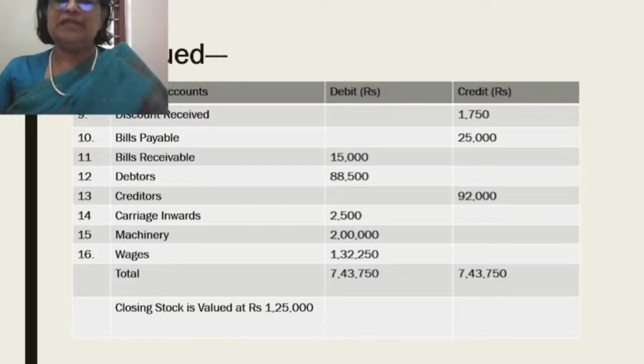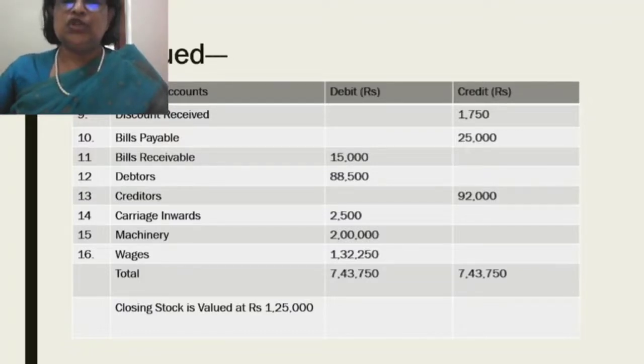These are all the items for the balance sheet. In this module, we will prepare only up to the profit and loss account. Carriage inwards 2,500, machinery 2 lakh, wages 1,32,250. Total of the statement 7,43,750. So closing stock is valued at 1,25,000. That's given outside the trial balance.